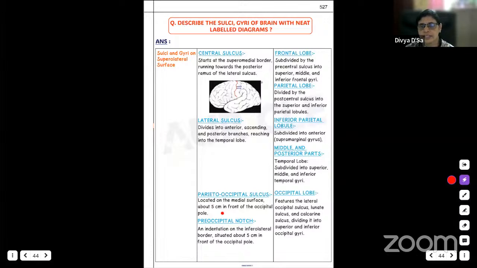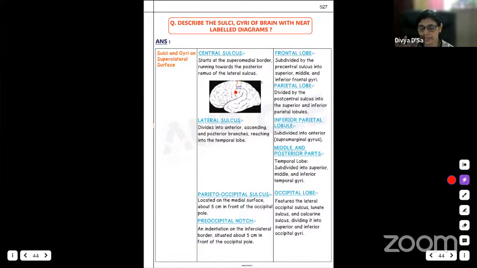So knowing the sulci and gyri is very important, and what functional areas they have is very important. First we will see the sulci and gyri on the superolateral surface. In the brain there are many sulci and gyri, and they are not constant for all people. The pattern is arranged similarly, but it differs from one person to another.